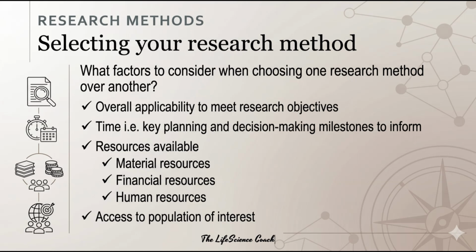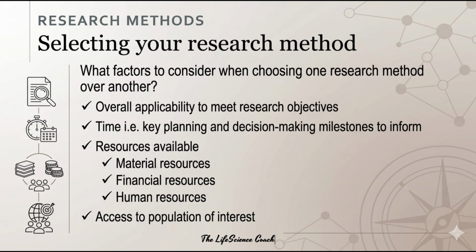In addition to this, researchers must consider access to the population of interest. The chosen method should be practical enough to reach the target participants and collect the required information efficiently and ethically. Ultimately, selecting the right research method requires balancing objectives, time, resources, and accessibility. A carefully chosen method strengthens the entire research process and helps produce accurate, meaningful, and impactful results.